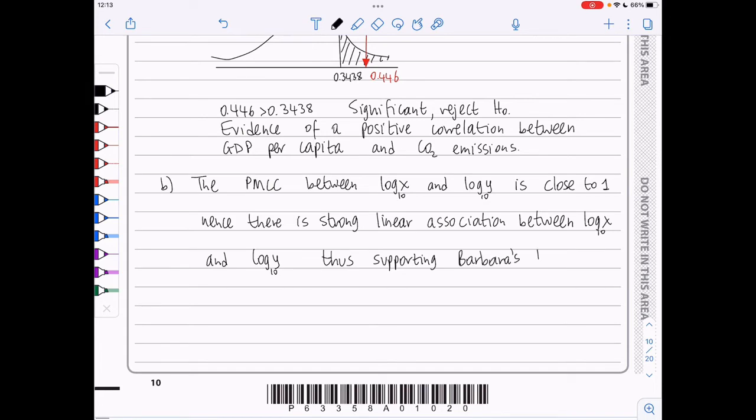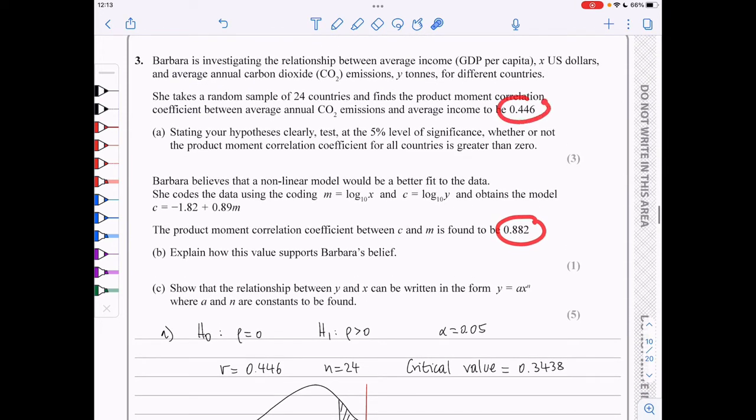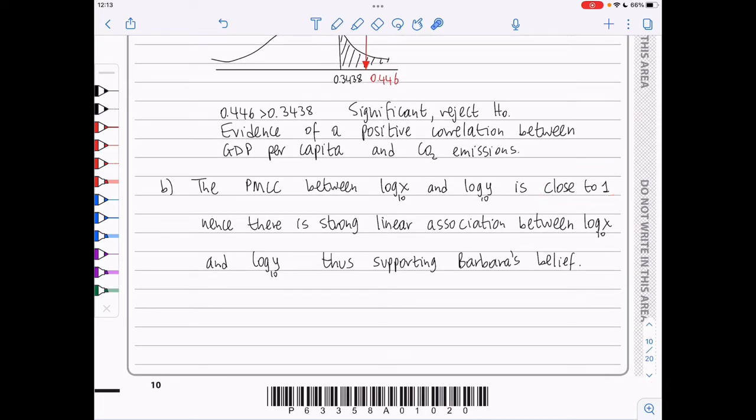Now, before we proceed to the next part of the question, let's look at the PMCC we found here. We found the 0.882. Not only is it close to 1, but it's also greater than the 0.446 we found here. So it is a better fit. So I think it would be better if we just say close to 1 and greater than 0.446. So it's a better model than the original model where we were associating the original variables without any coding.